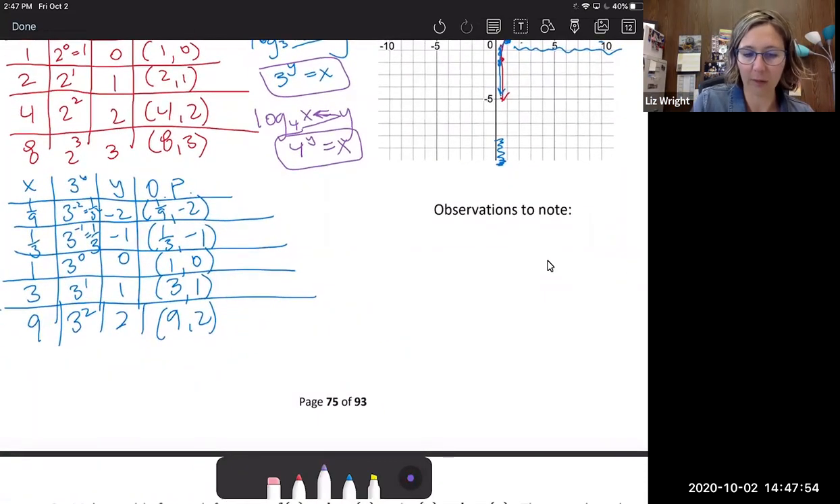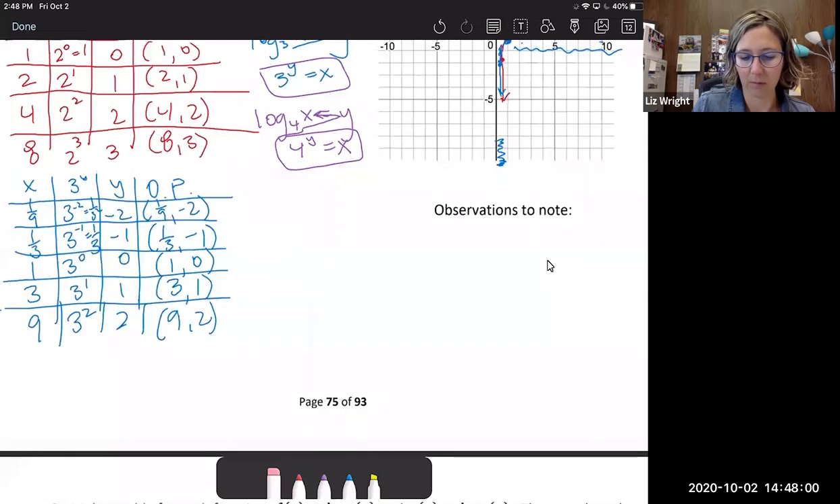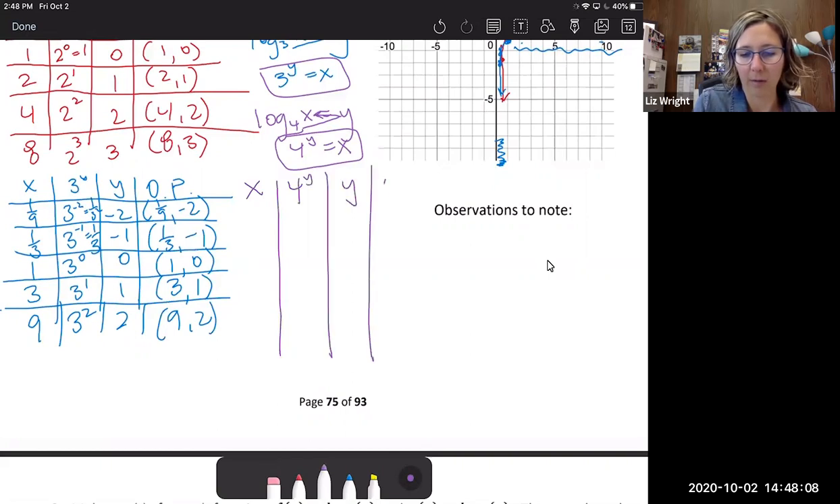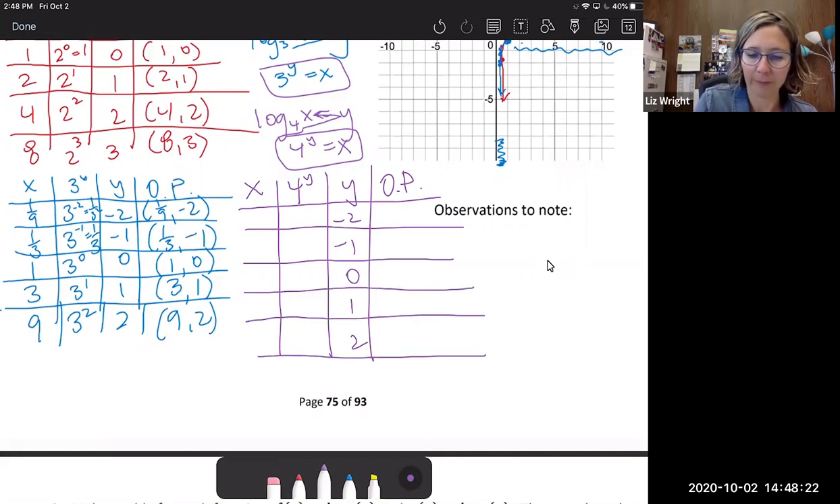For the next one, let me erase some of this and I'll create some space right here. All right, next one, we're going to have x, and we have 4 to the y, y, ordered pair. So -2, -1, 0, 1, and 2. On your mark, get set, go.